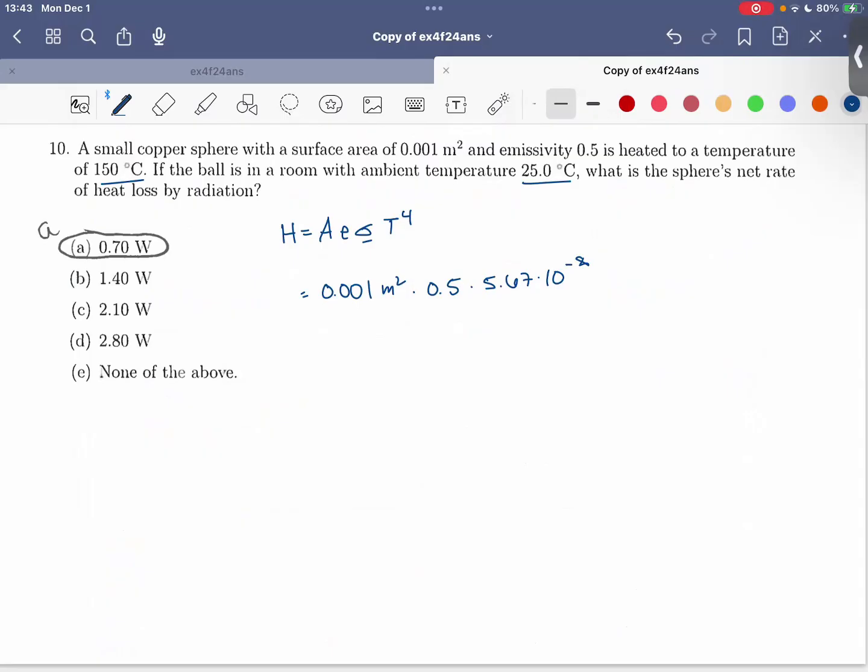let's just go ahead and convert to Kelvin. So it's going to be 150 plus 273, which is 423. And then 25 plus 273, which is 298. So we'll have 423 to the 4th minus 298 to the 4th. Okay, and then you'll multiply everything together, and that should give you the correct answer.